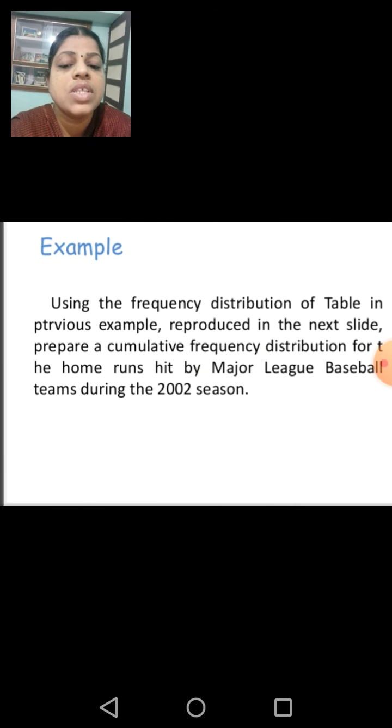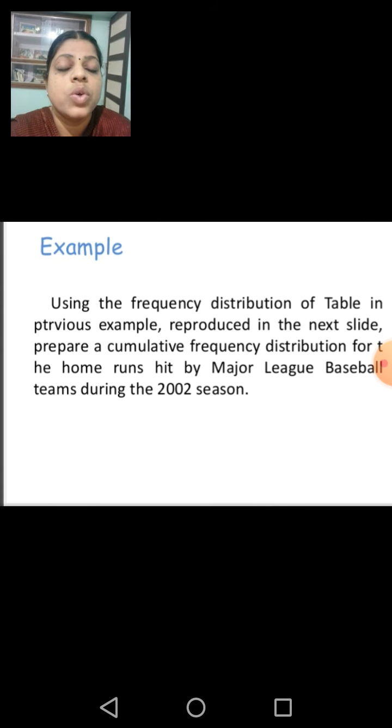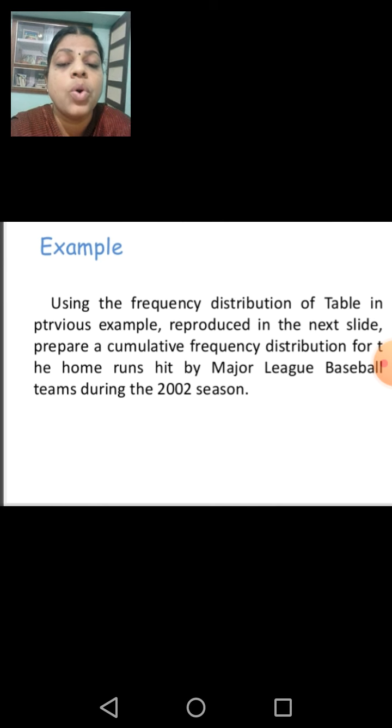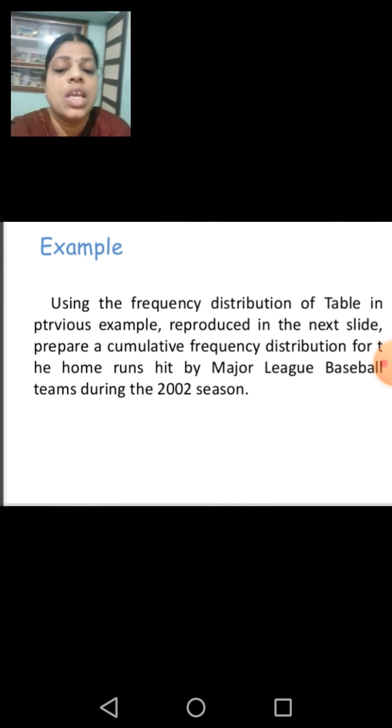Using the frequency distribution table in the previous example, reproduced in the next slide, prepare a cumulative frequency distribution for the home runs hit by Major League Baseball teams during the 2002 season. So here children, through a small example, they have shown how to form a cumulative frequency table.